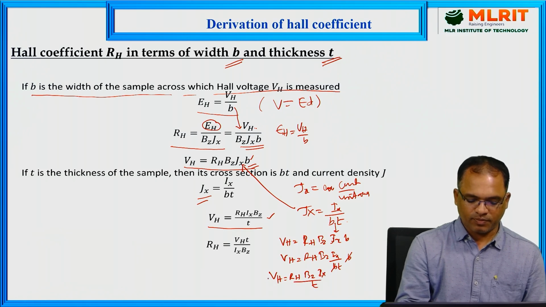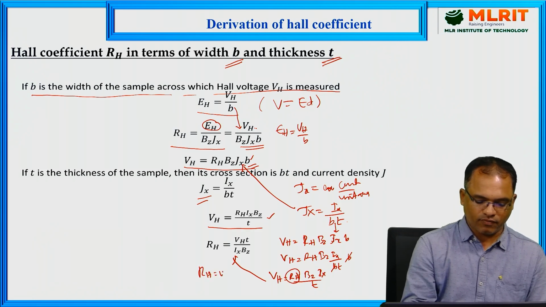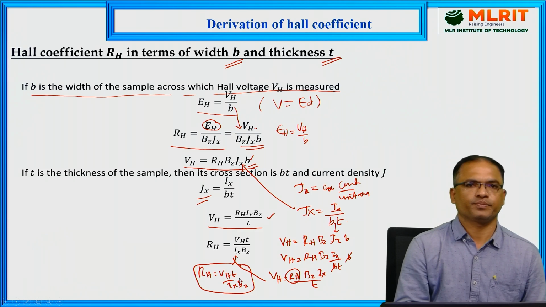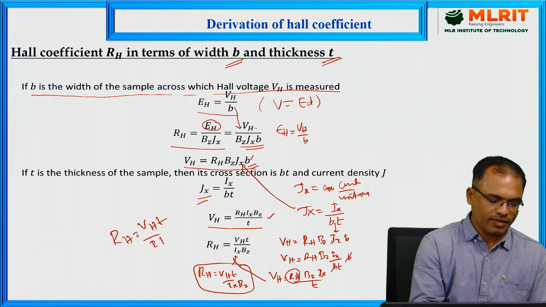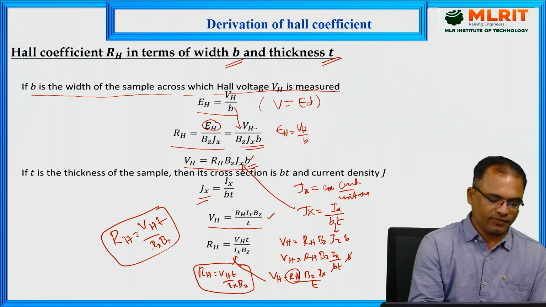So from this expression we can write RH. So RH is nothing but VH t by Ix Bz. So RH equal to VH t by Ix Bz. RH equal to VH t by Ix Bz. Current is along x-axis, magnetic field along z-axis.